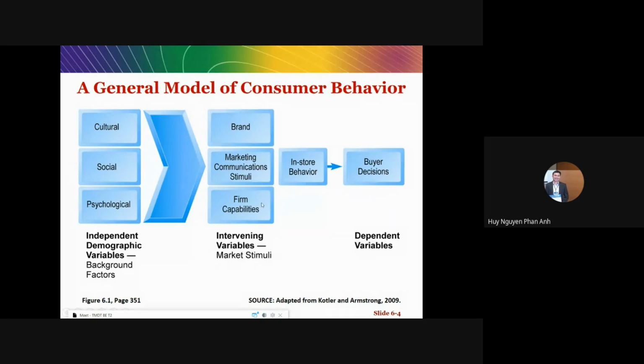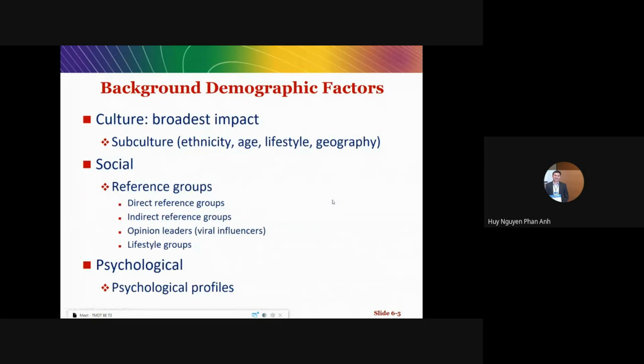The stimulus here is that they want to buy your products, so we call that the stimulus. And then it affects the in-store behavior, and then they can make the decision to buy your products. Those are the details of the background demographic factors.